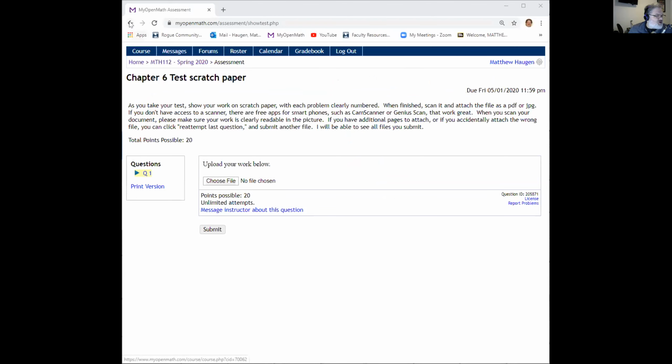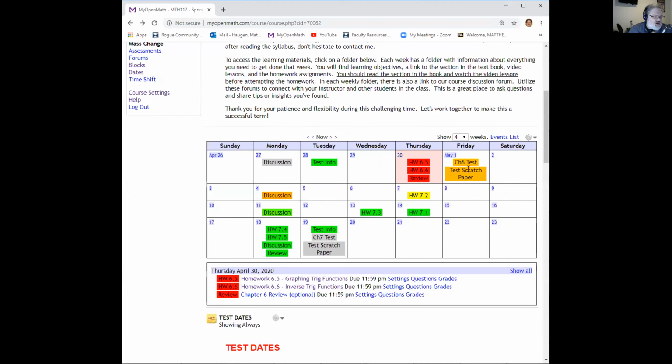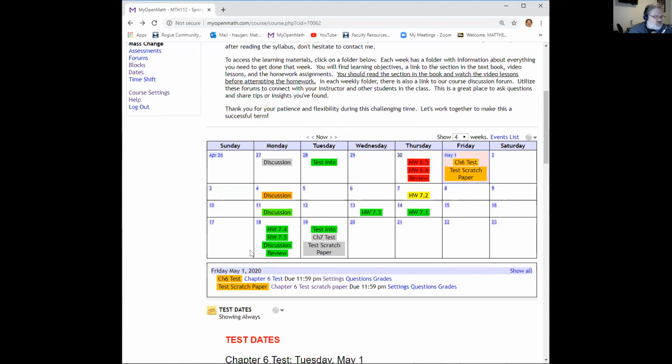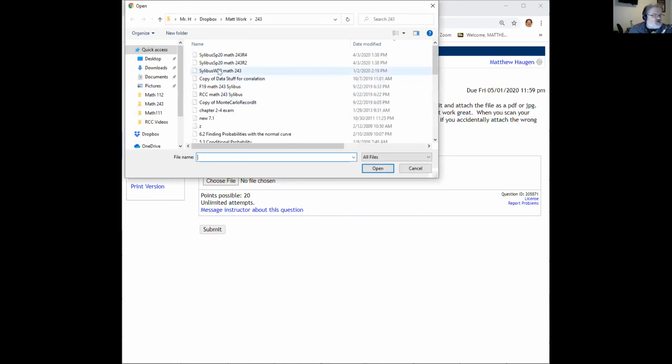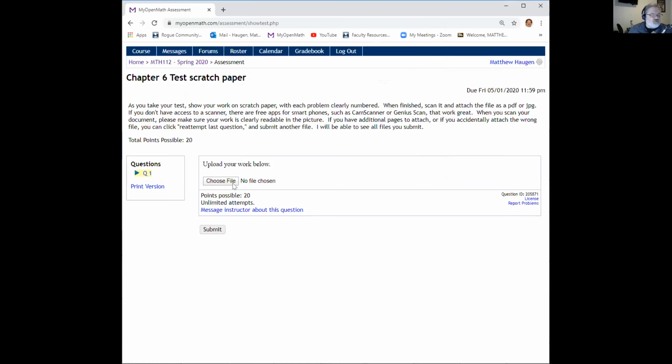So, Dominic, when you go to the Friday where it says the test scratch paper, if you hit the link for that test scratch paper, it gets you to this assignment where you can upload the work. So you just choose file from there, and wherever it's stored, if it's on your phone, you can load up MyOpenMath on your phone and do the same thing. Choose file, wherever that file was stored on your phone, link it, and open, and it will download it directly there.